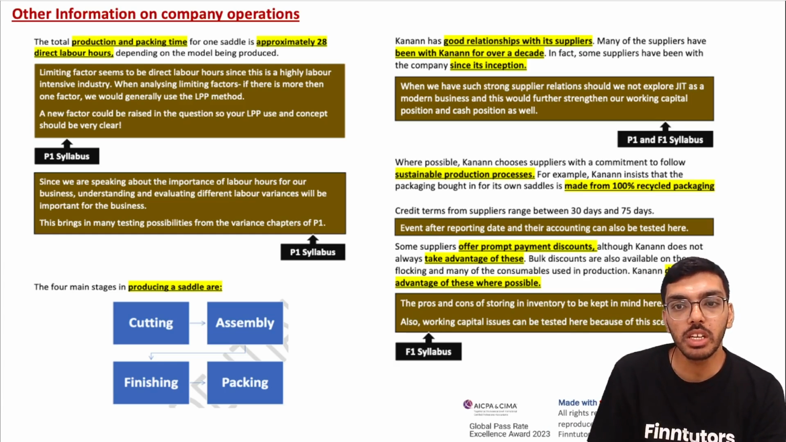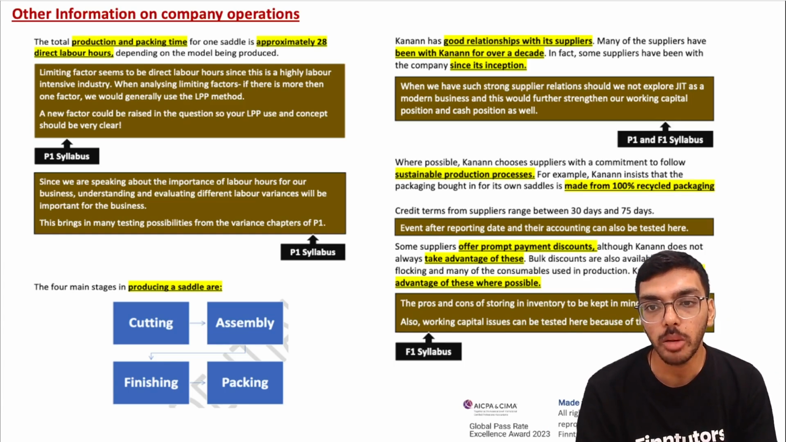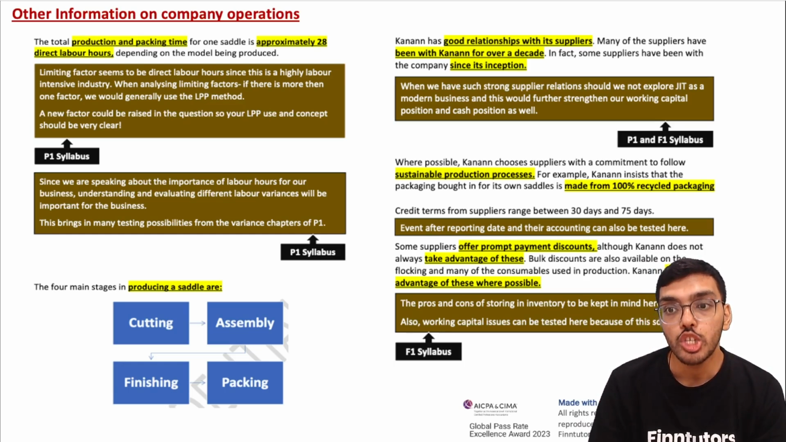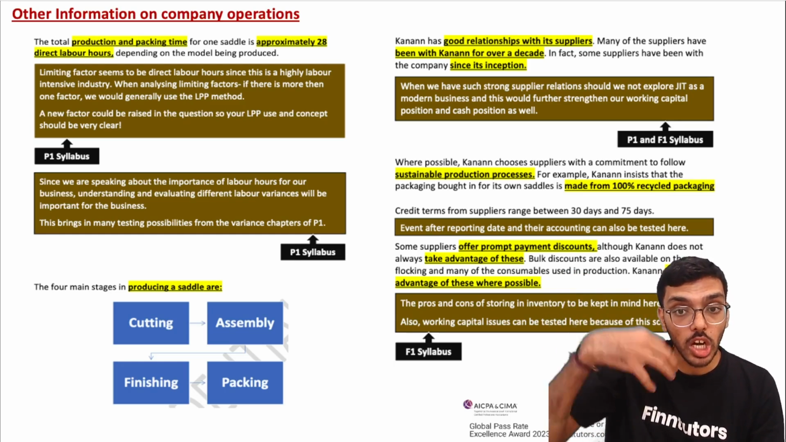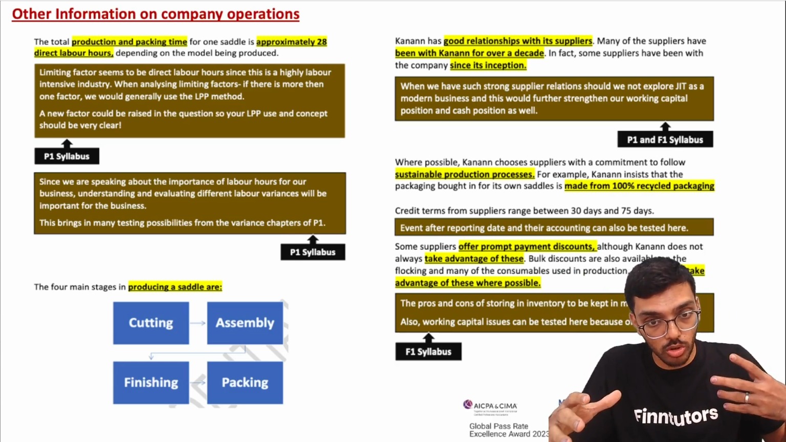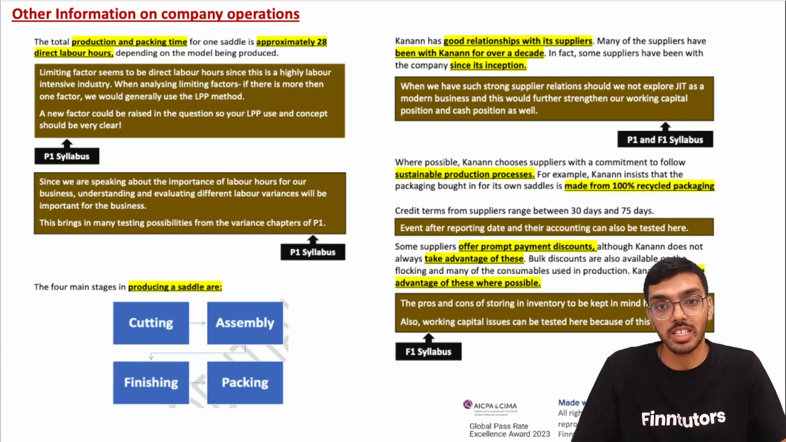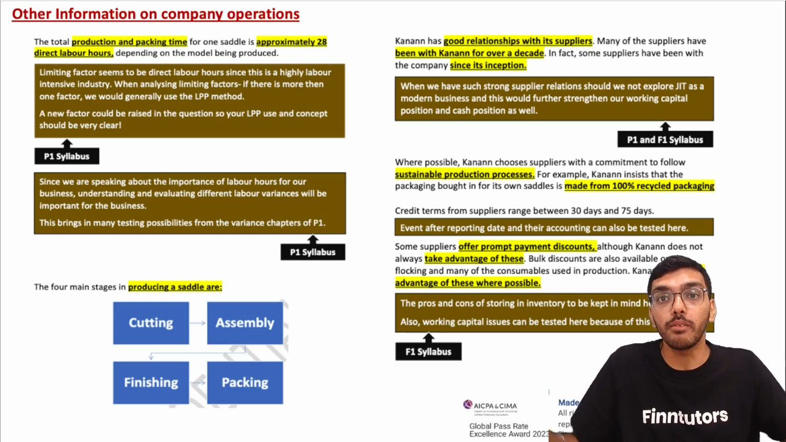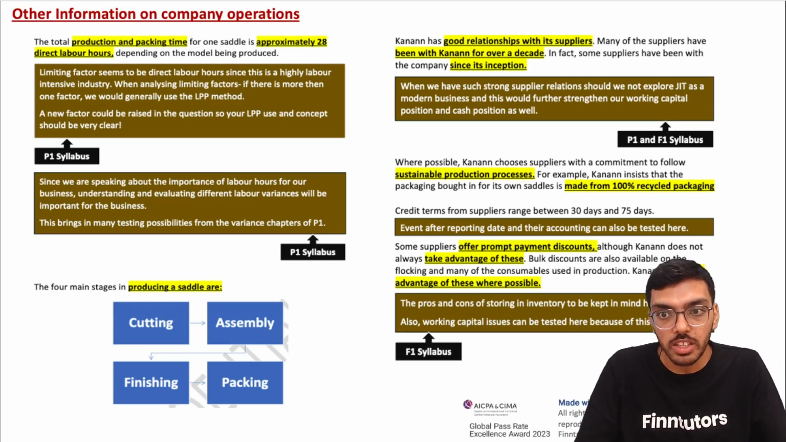So where possible, Kanann chooses suppliers with a commitment to follow sustainable production processes. Remember that Kanann is a business which has sustainability in its culture, credentials, or is following sustainability. So this is one of the key points of differentiating your business, something that you should keep in mind, because not all businesses are committed to sustainability and it's becoming more and more prevalent now.